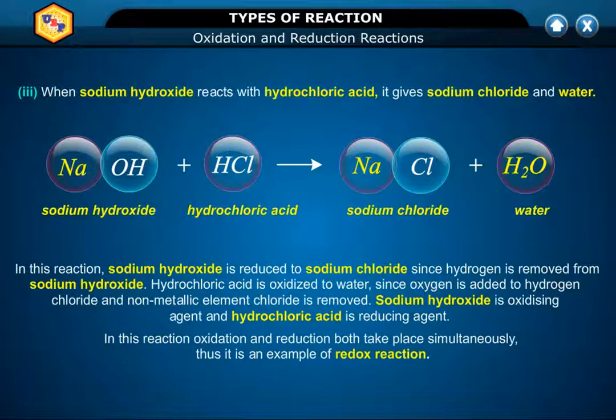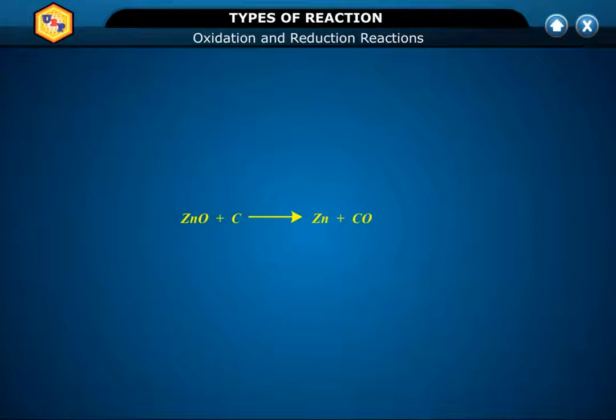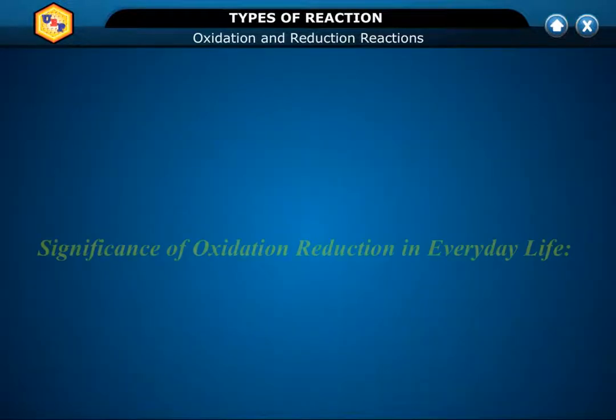In this reaction, oxidation and reduction both take place simultaneously. Thus, it is an example of redox reaction. Some other examples of redox reactions are: ZnO plus C gives Zn plus CO. MnO2 plus 4HCl gives MnCl2 plus 2H2O plus Cl2.